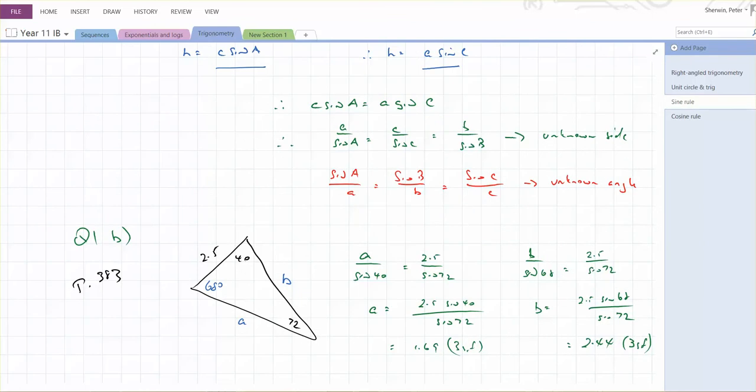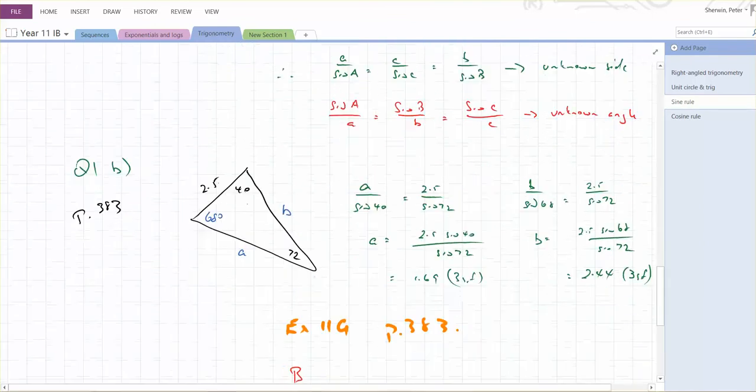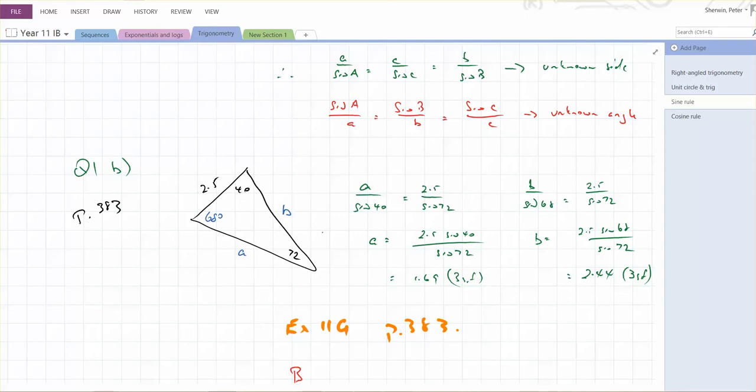Okay, so this is just an example from the work requirements. In fact, it's 11G question 1B, which is not one of your questions. Didn't want to steal one from you. So we were given the information in black, 40, 72 with the two angles here, 2.5 is that side.